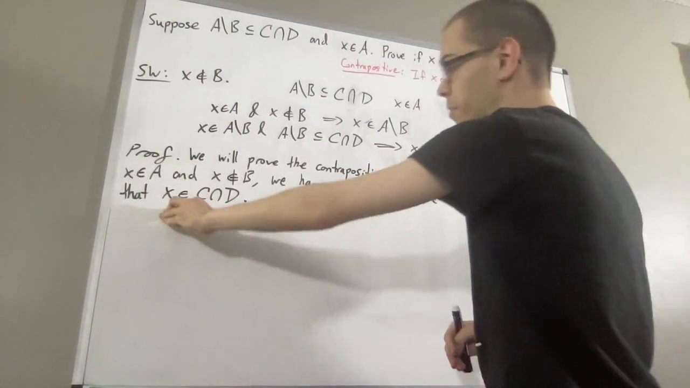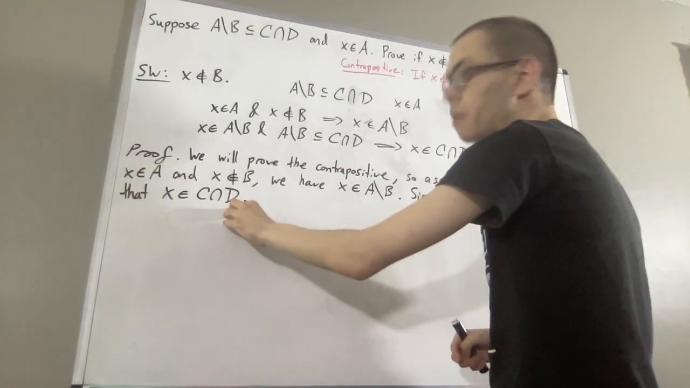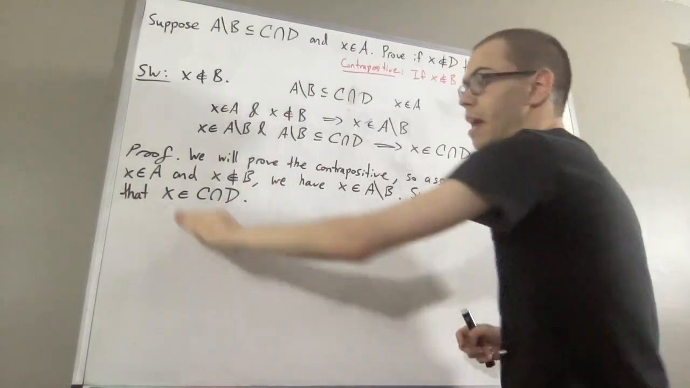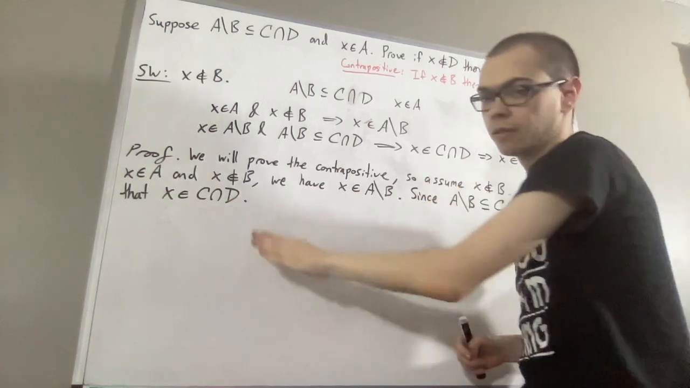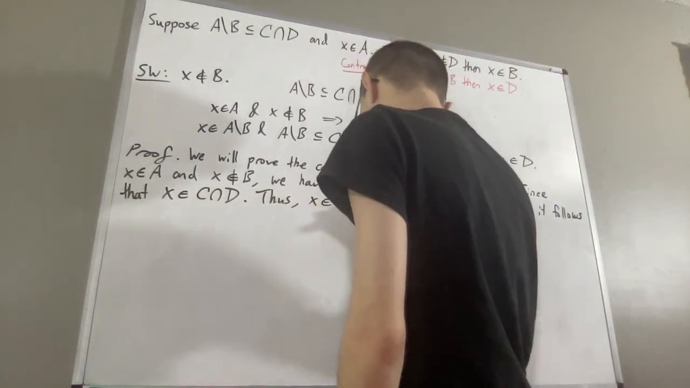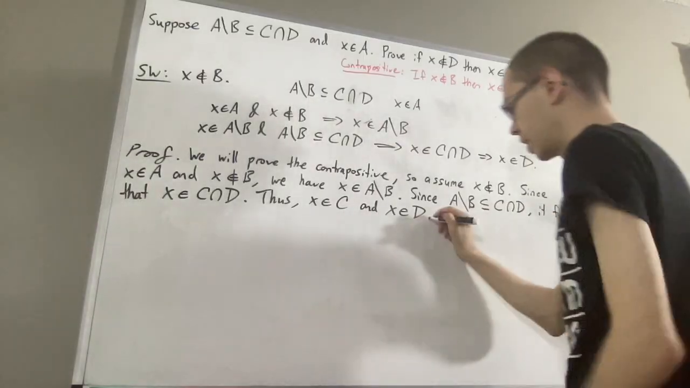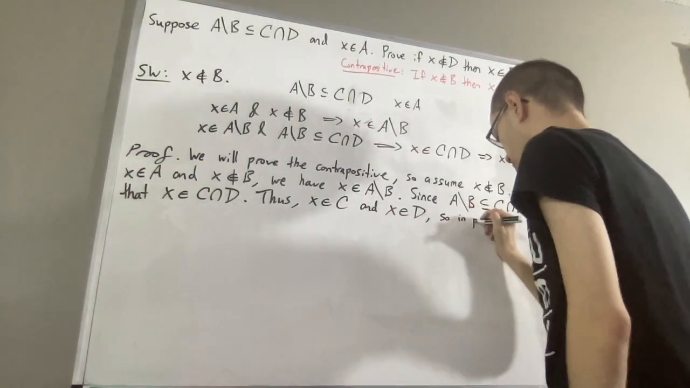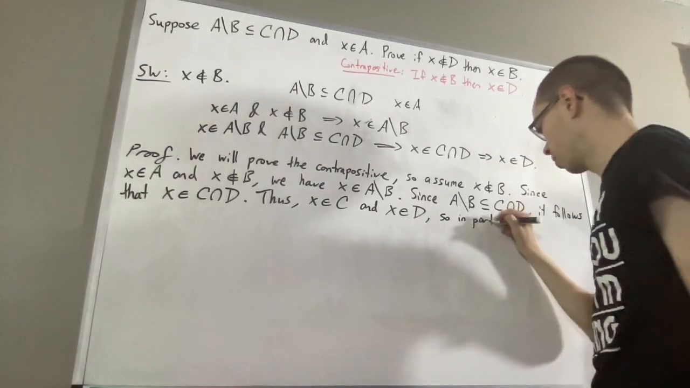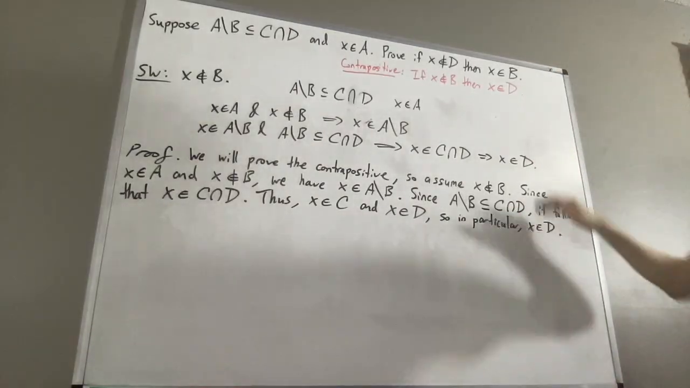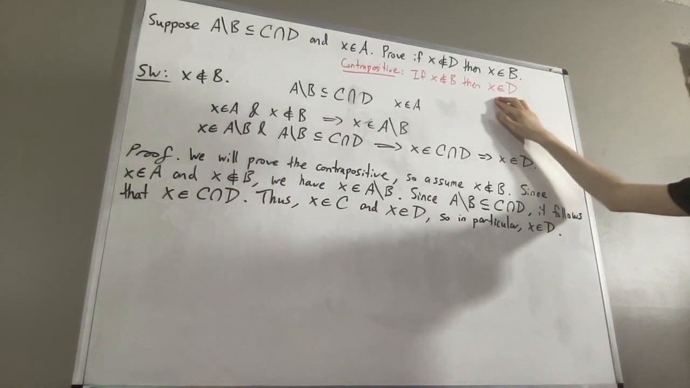So since X is an element of the intersection of C and D, by definition, that means X is an element of both C and D. But in particular, the thing we care about is that X is an element of D, so I'm going to say, so in particular, X is an element of D. So we've arrived at exactly what we wanted to arrive at.